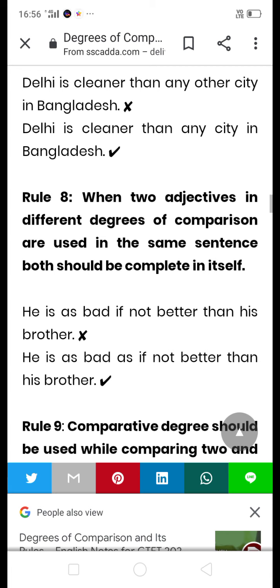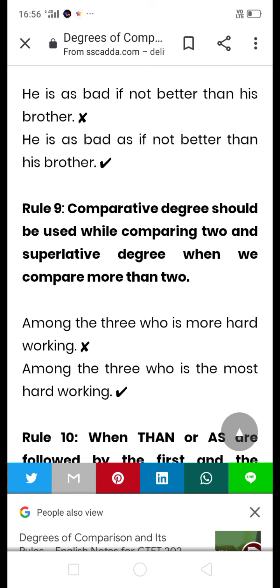Then how is it correct? "He is as bad as if not better than his brother." "He is as bad if" is wrong. Here we are writing the positive form. "He is as bad as": if there is a positive degree, then we are using as, adjective, as. Okay. Then rule number 9.